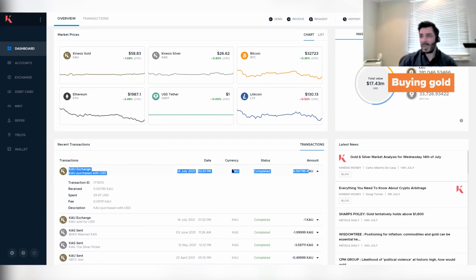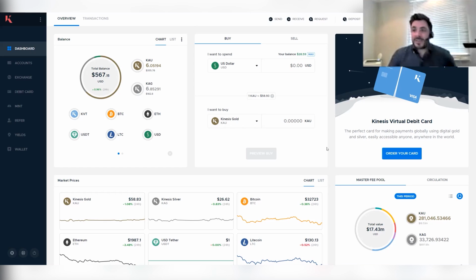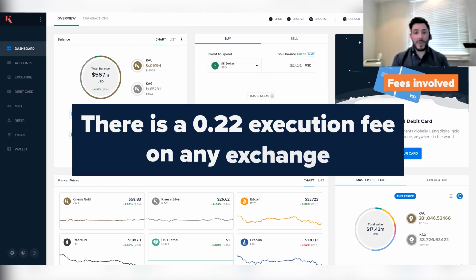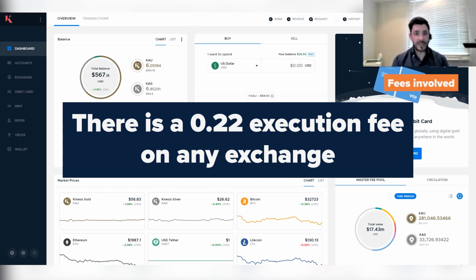Happy days. Really quick too, Jai, as you're going through, what are the fees like as you're buying gold or buying silver here too? What does the fee structure look like on the gold you just bought, for example? Absolutely, great question. So the fee structure is really, really simple. We have a 0.22 execution fee on the exchange, and that's it.